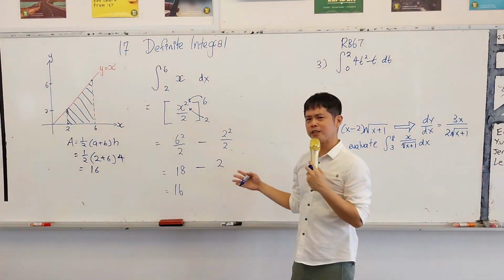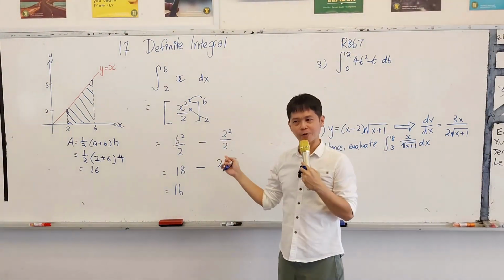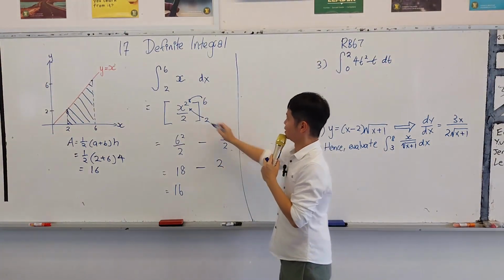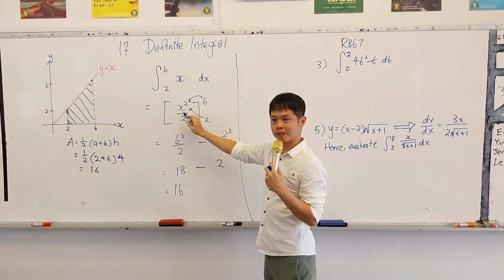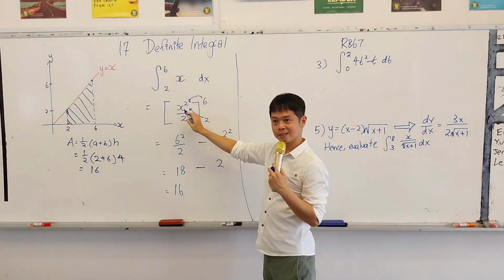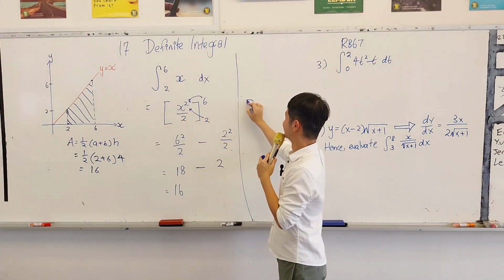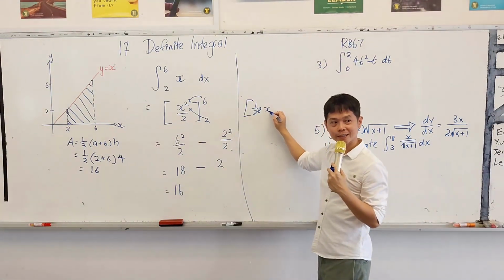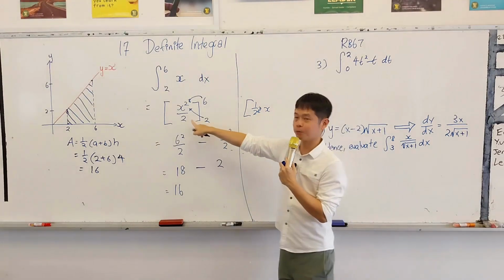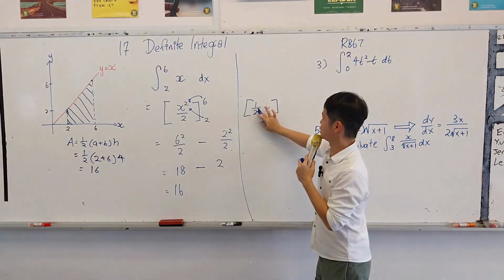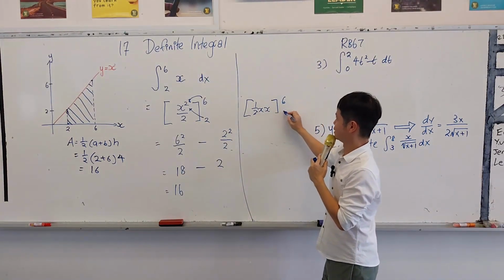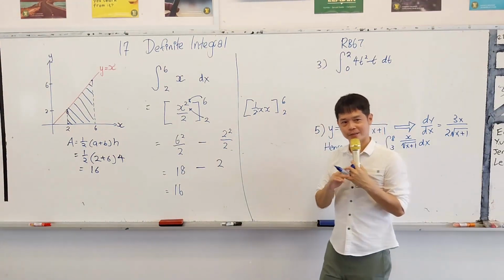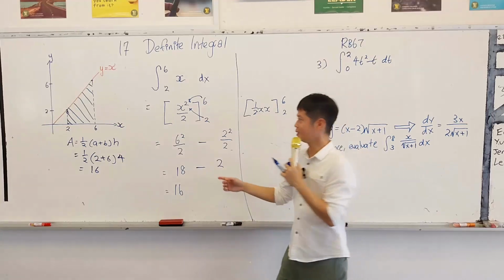Now, another way to illustrate this, since you may ask, how come you can put the 6 inside? How come you can put the 2 inside? So I'm going to show you here. After you integrate, does it look like half times base times height? Half x squared. So it's half times x times x. What is the formula for half times x times x? Area of a triangle, right?